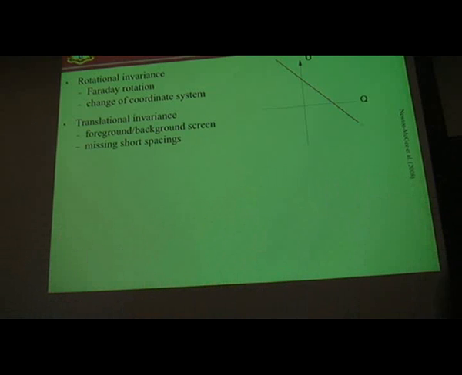And some physical examples as to why you might get translational invariance. We could have a foreground screen. If the medium is, if you don't have any depolarization horizon, then it could just as easily be a background screen, so something behind it could also produce an offset.